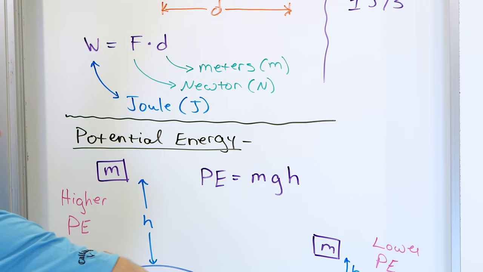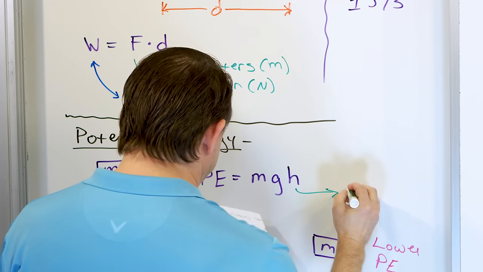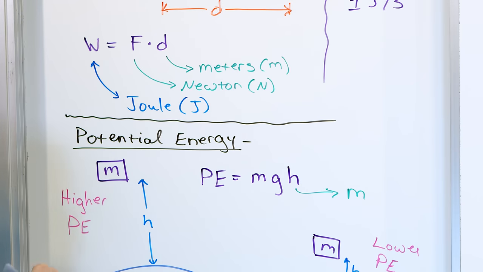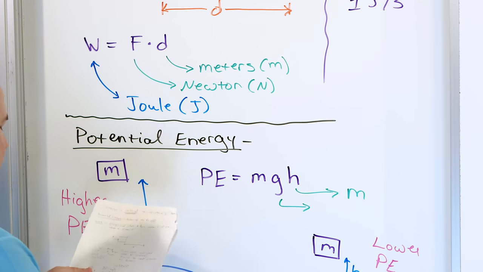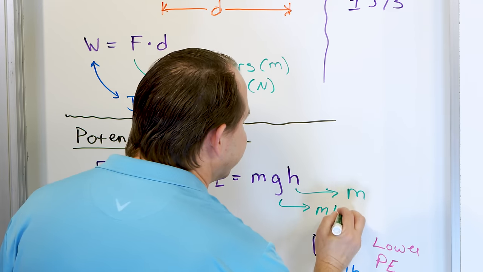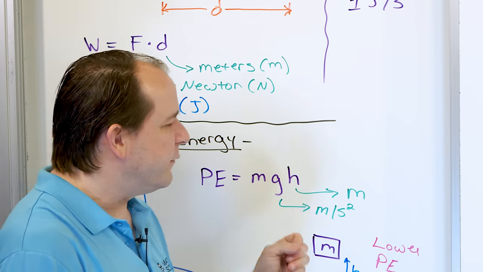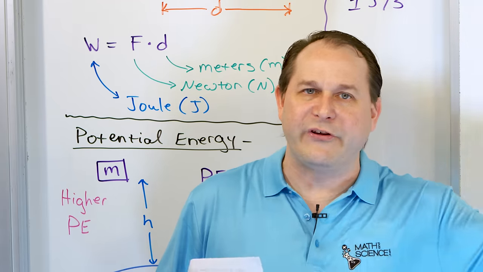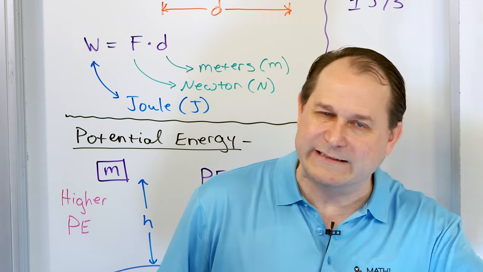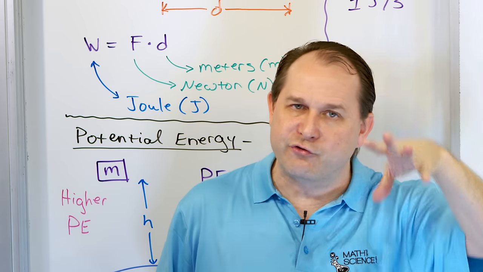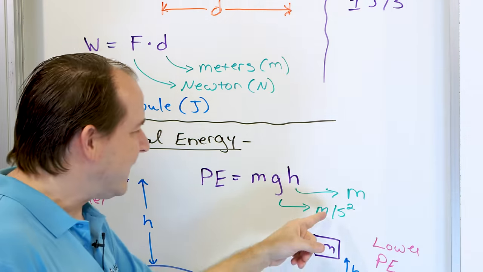Now, what are these units here? Well, the height, you might guess, is in meters. I'm just going to put M right here, same meters we used before. And the gravity, since this is the gravitational acceleration, is meters per second squared. Remember, the units of speed or velocity is meters per second. But we're talking about acceleration. How fast does something accelerate? How much does it fall if you drop it? The gravitational acceleration is meters per second squared.